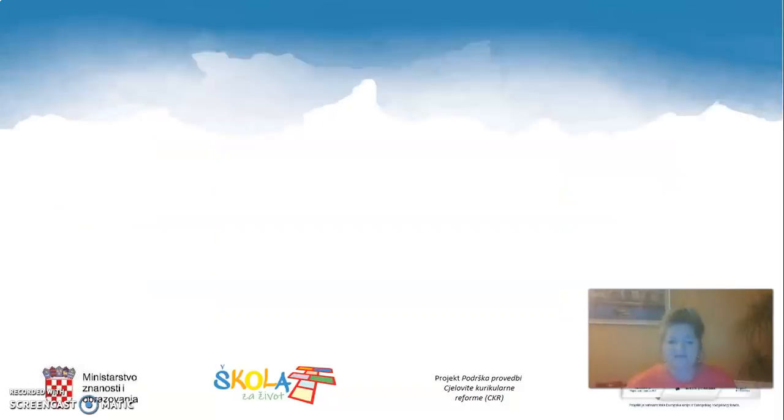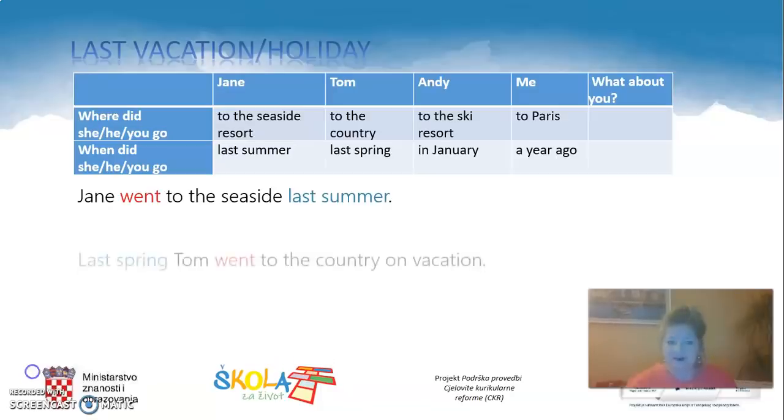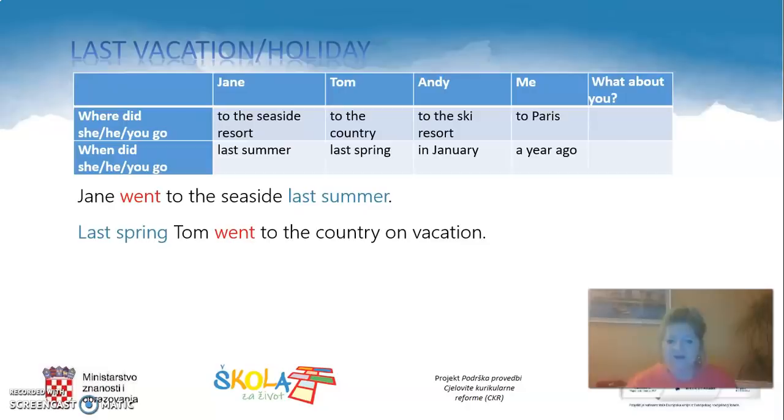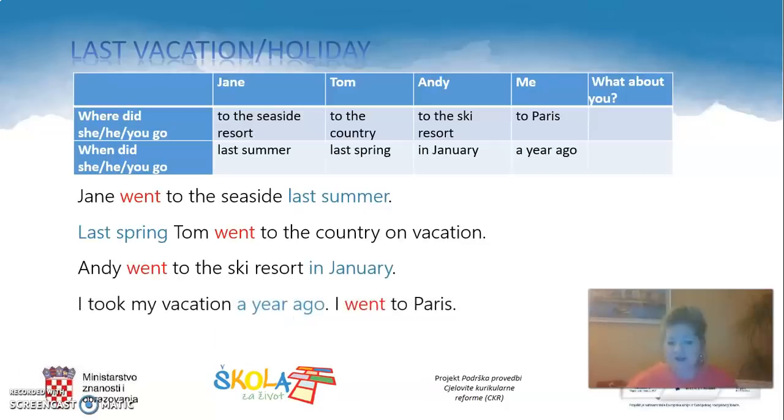What about us? For the need of today's lesson, I'm going to share my information about my vacation and the vacations of three friends of mine, Jane, Tom, and Andy. So, where did they go and when did they go? They gave us the following information. Jane went to the seaside last summer. Last spring, Tom went to the country on vacation. Andy went to the sea resort in January, and I took my vacation a year ago. I went to Paris.